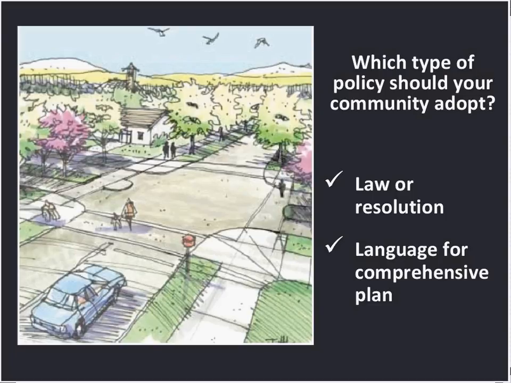Thinking about whether you want to work on getting language for a comprehensive plan in your community, you're going to think about a couple of things. First, comprehensive plans are long-range planning documents, and they're usually revised on a regular basis. So if revisions are coming up in your community, that may be a really good opportunity for you to advocate for getting Complete Streets language put into your comprehensive plan. Language in your comprehensive plan can also really support a Complete Streets law that you may have passed, because it provides an opportunity to make sure that a lot of different connections and agencies in your community are thinking about ways that they can support Complete Streets and ways that Complete Streets can support the work that they're doing.